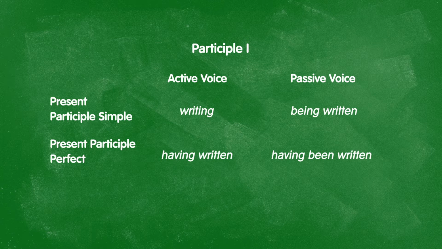letter. So, the first participle, in its active voice, and with the present participle in the simple, would be writing. In passive, it would be being written. We know from the passive voice to be written, in the participle form, it's just being written. To make it perfect, just like in the normal perfect tense, we would say having written, and in the passive voice, again, having been written. So this should look very familiar to you.